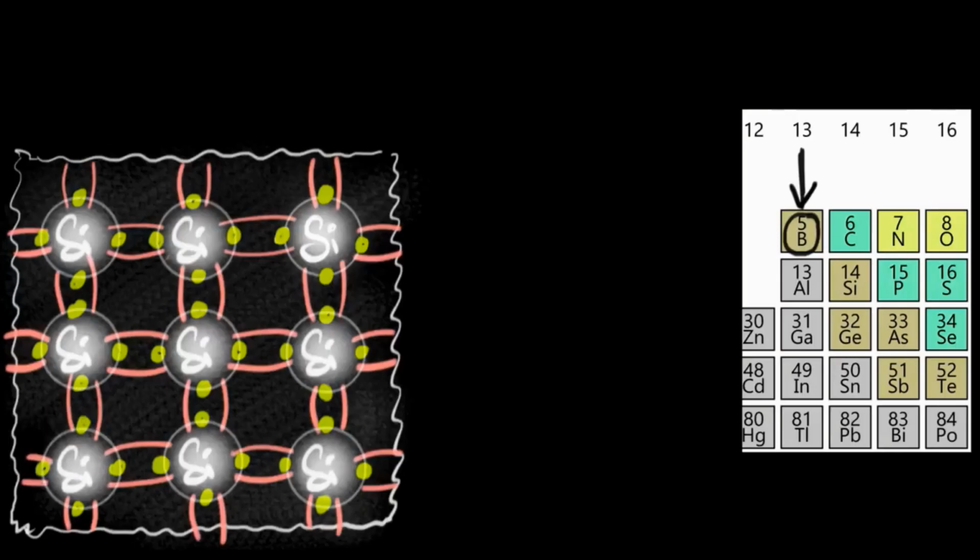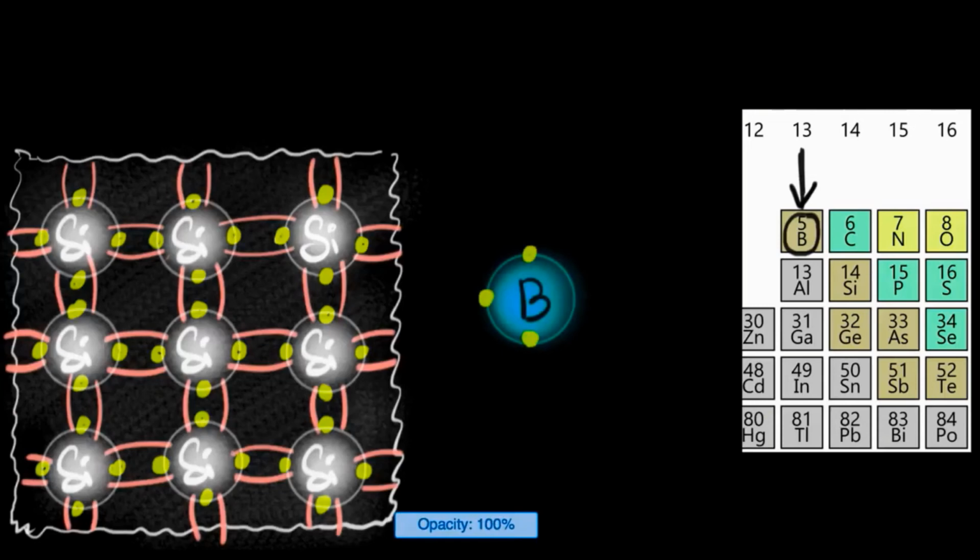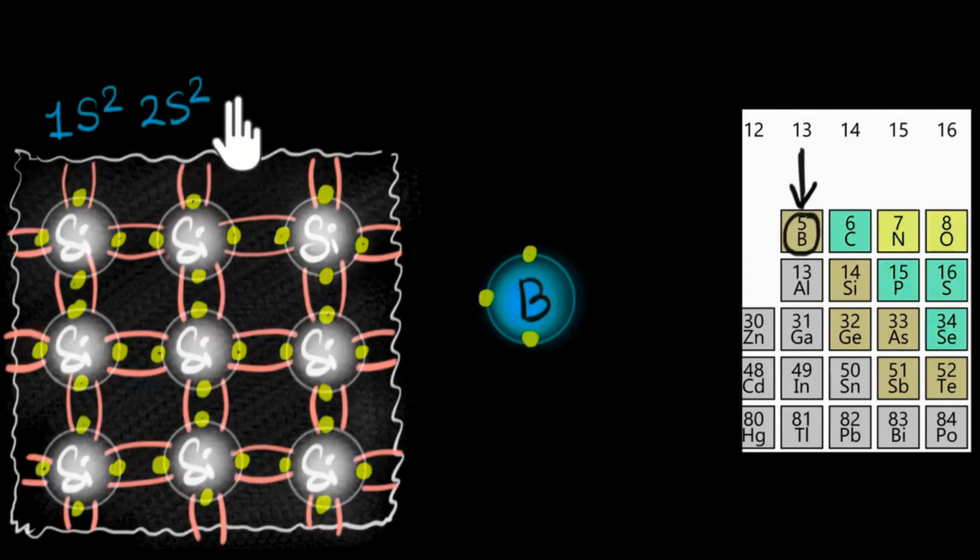Let's add boron to the party. Now, if you write the electronic configuration of boron, you will see that it has 3 valence electrons. We can quickly write it and confirm that. Since boron has 5 electrons, its electronic configuration would be 1s2, 2s2, 4 done, 1 more would be 2p1. So notice that its valence electrons are just 3.